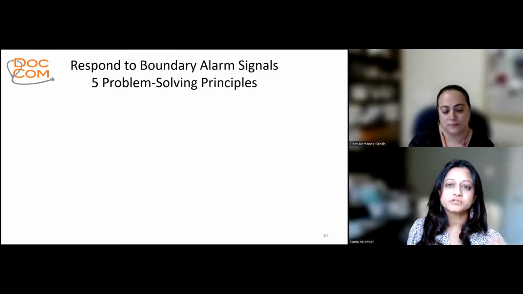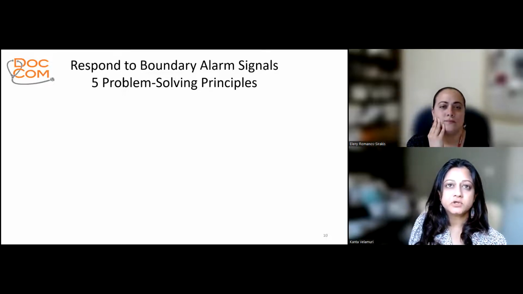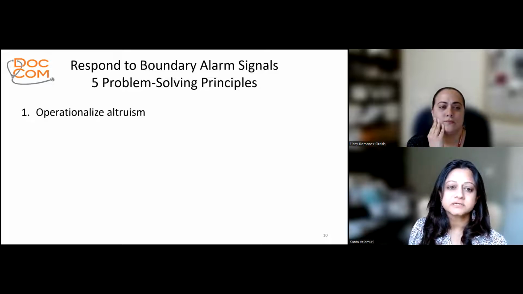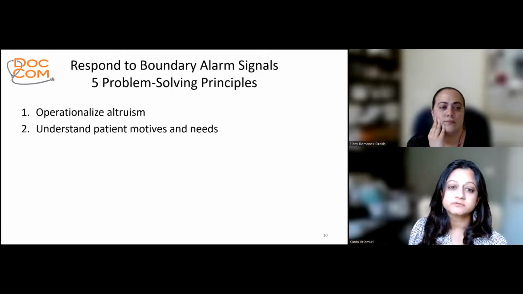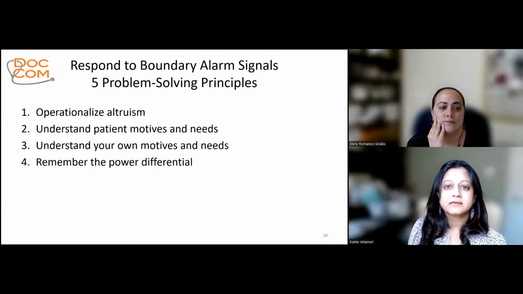If you have these principles in the back of your mind when you're in the situation, you may want to reflect on those principles as you're dealing with the situation. So the first is to operationalize altruism. Second is to try and understand where the patient's coming from, what the patient's motives and needs are. Have some self-reflection, understand your own motives and needs. Remember, there is an inherent power differential, and then trying to build safety and trust. And I'm going to go into detail of each of these a little bit.